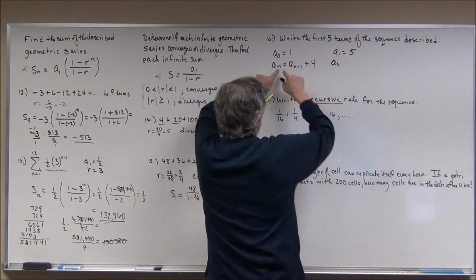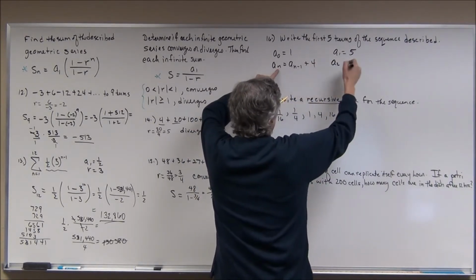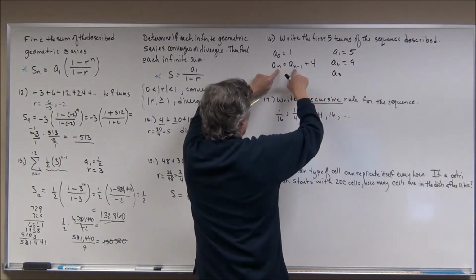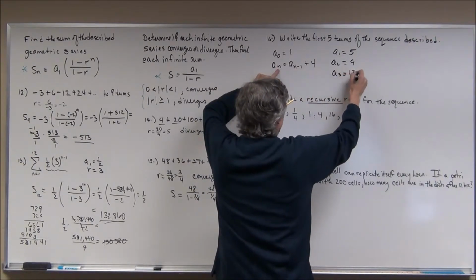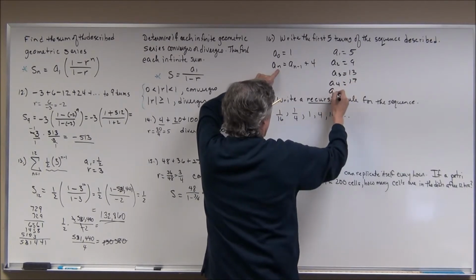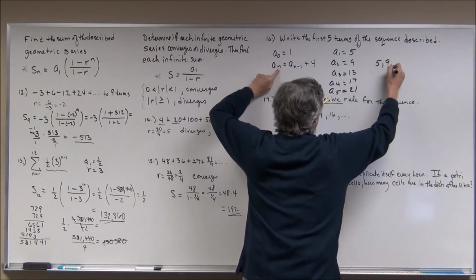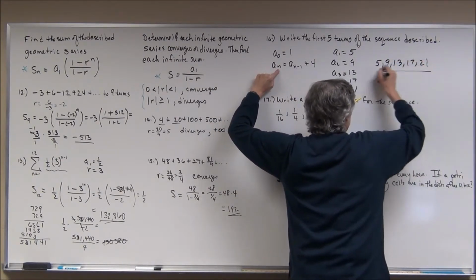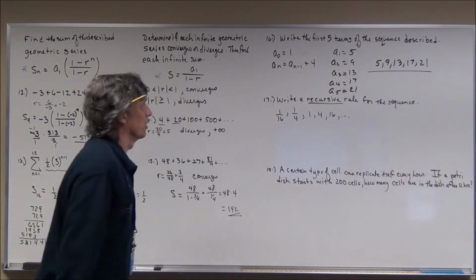A sub 2 would be a sub 1 plus 4, so it would be 5 plus 4, this would be 9. A sub 3 would be what you get when you add the term before it, plus 4, so that'd be 13. A sub 4, adding 4 again, is 17, and a sub 5 is 21. So the first 5 terms are 5, 9, 13, 17, and 21. Okay, so your teacher doesn't count a sub 0 as the first term.